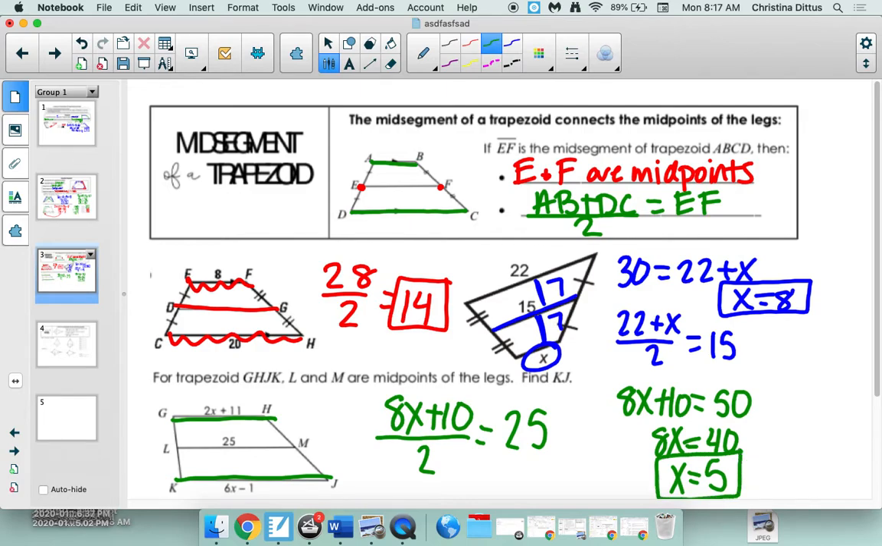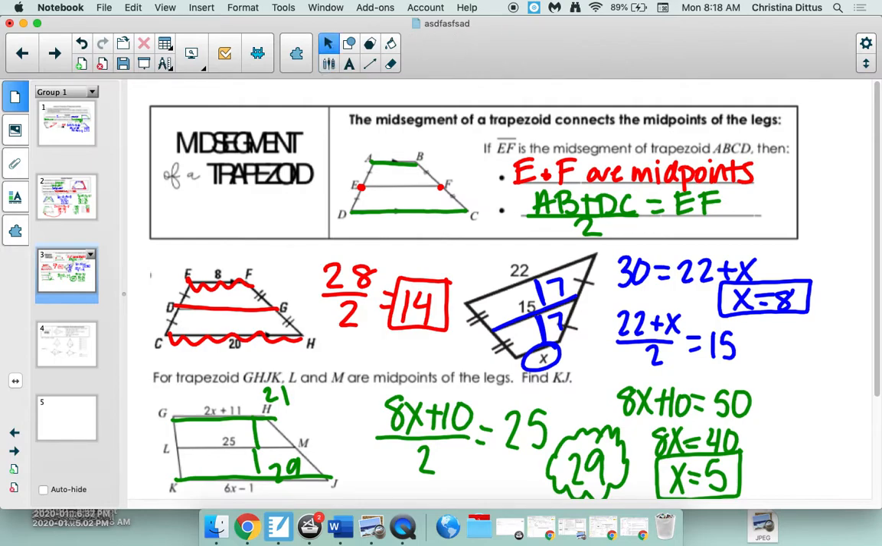Oh, it does ask for KJ though. So what do I gotta do? Plug it in. 6 times 5, 30 minus 1, 29, yeah. That's KJ. So if this is 29, that's a decrease of 4, right? So this one should be 21. It doesn't ask for that, but I just thought that was fun. Isn't that exciting? So exciting.